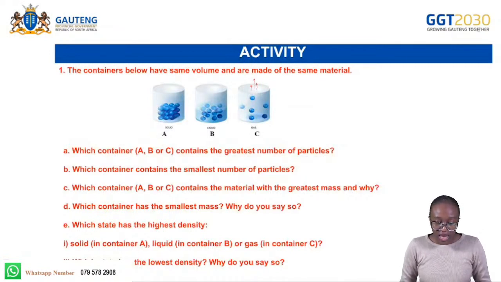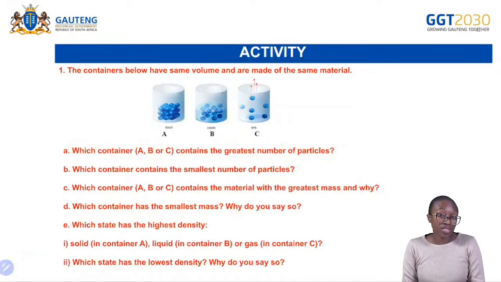So the containers below have the same volume and are made of the same material. We have container A, container B, and container C with materials that are in them. Now, which container, A, B, or C, contains the greatest number of particles? B. Which container contains the smallest number of particles? C. Which container, A, B, or C, contains the material with the greatest mass and why? So you need to tell us why you're saying so. D. Which container has the smallest mass and why do you say so?